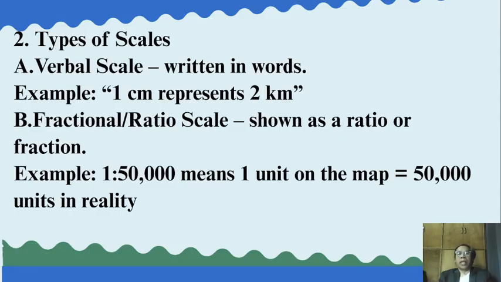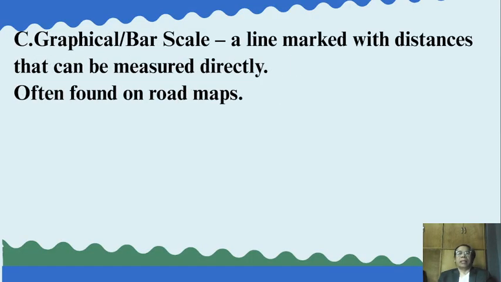Types of scales. Verbal scale: written in words. Example, 1 centimeter represents 2 kilometers. Fractional or ratio scale: shown as a ratio or fraction. Example, 1 is to 50,000 means 1 unit on the map is equal to 50,000 units in reality. C. Graphical or bar scale: a line marked with distances that can be measured directly, often found on road maps.